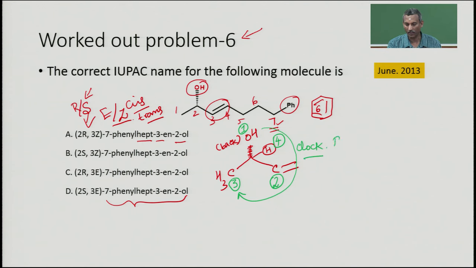So, for the clockwise direction it should actually be R, but as I mentioned, the hydroxy group is away from the observer. So, when it is away from the observer and the lowest priority group is pointing towards the observer, we have to invert the configuration. So, instead of R, this is basically an S isomer. So, out of all the options, the second position S is basically this one and this one.